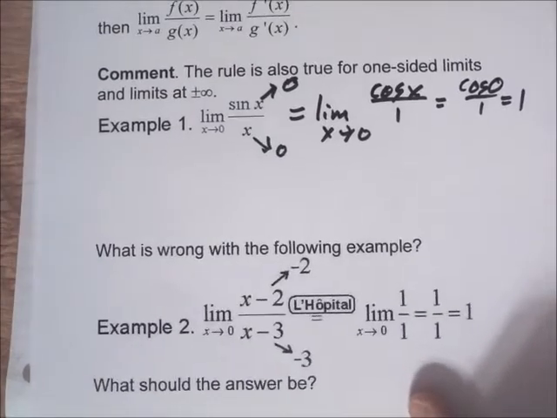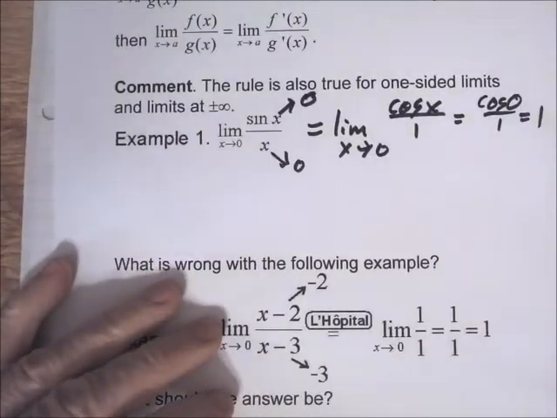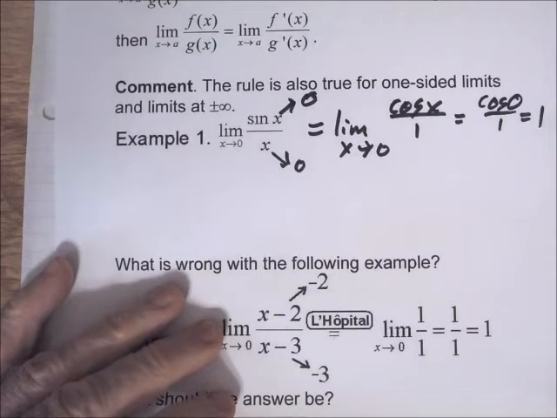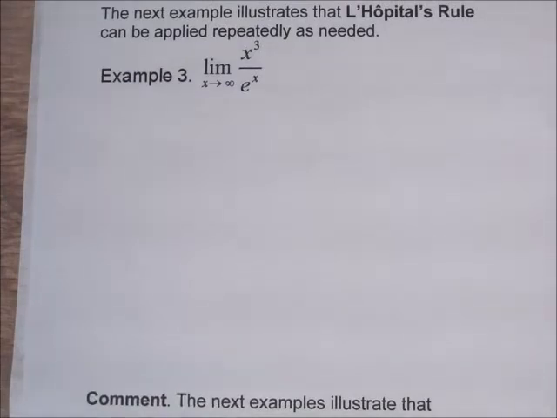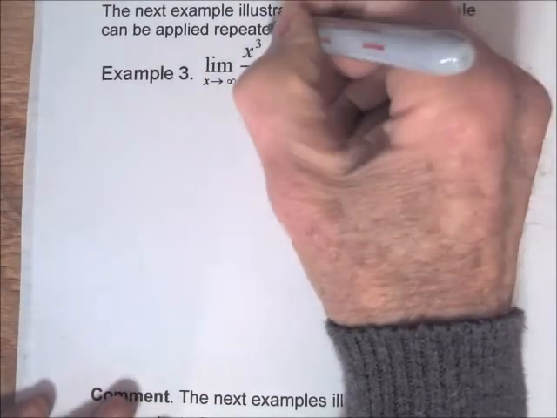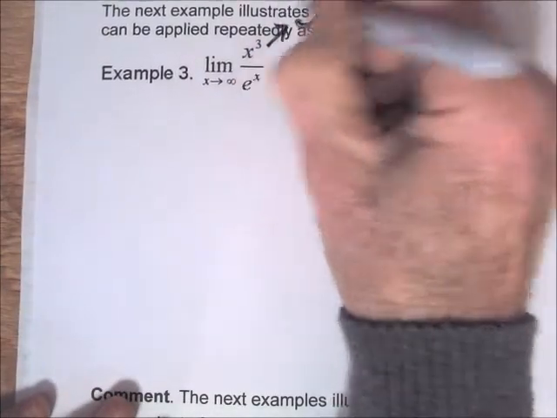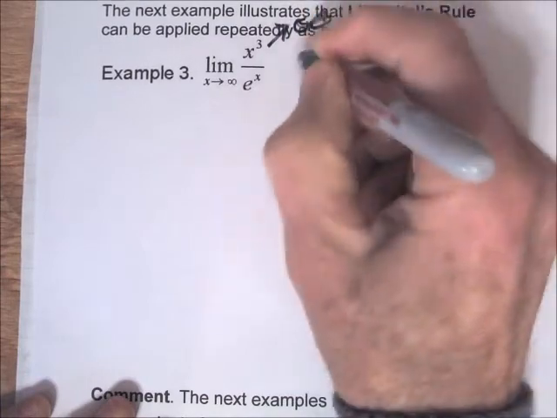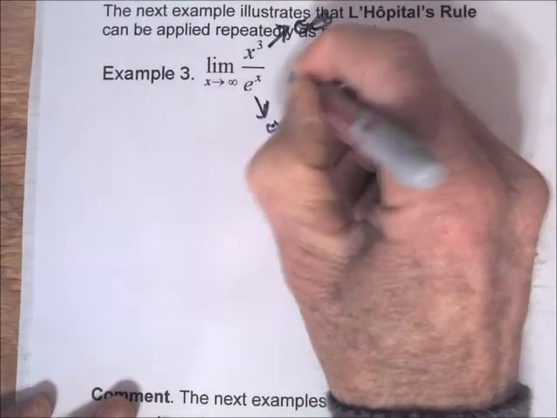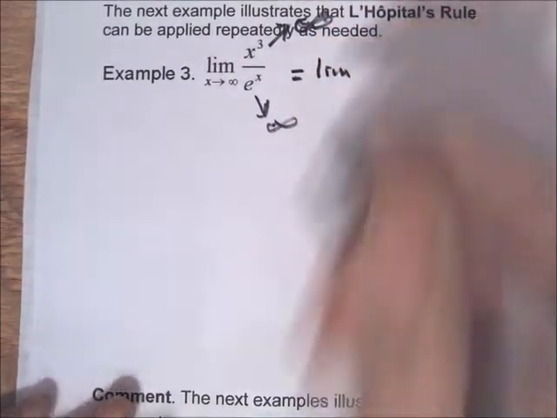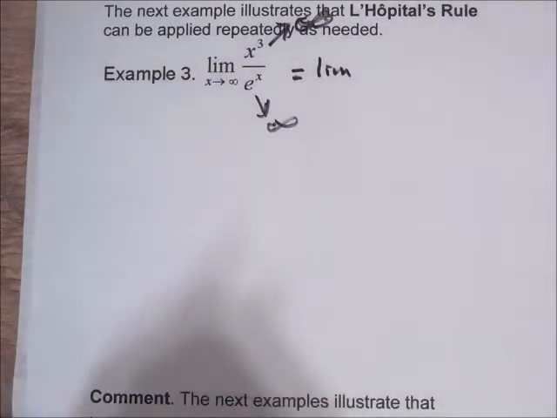So you have to be careful, before you start taking the derivative of the quotient, to make sure the conditions are met. Another example: the limit as x goes to infinity of x cubed over e to the x. This is indeterminate of the form infinity over infinity. The numerator goes to infinity, and the denominator also goes to infinity. We can take the derivative of the top and bottom, and then take the limit of that quotient.